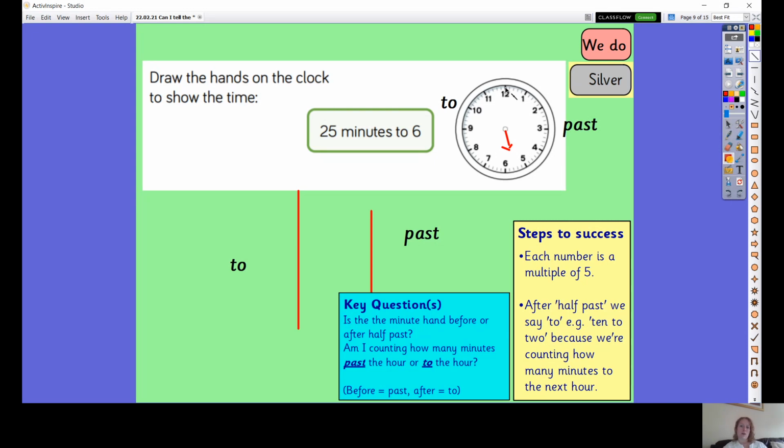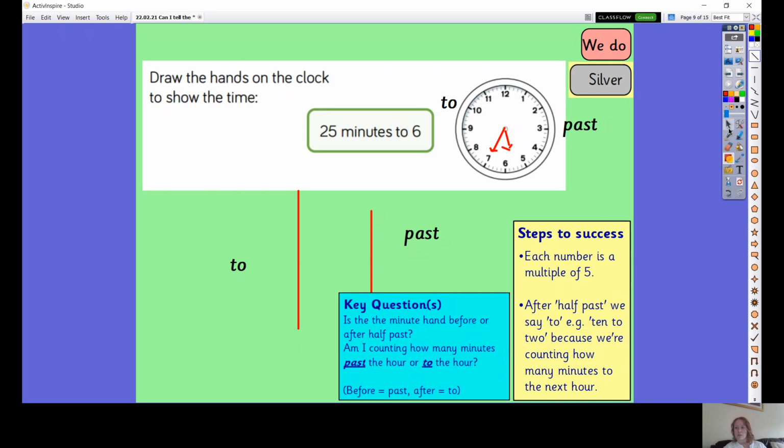So I'm going to start from my 12 and I'm going to count back my 25 minutes. Okay, so starting from 12, I'm going to count back to my time. So it's not past, so I'm not going this way. So we go 5, 10, 15, 20, 25, and I get to the 7. So my long hand, my minute hand, is going to be pointing exactly to the 7.